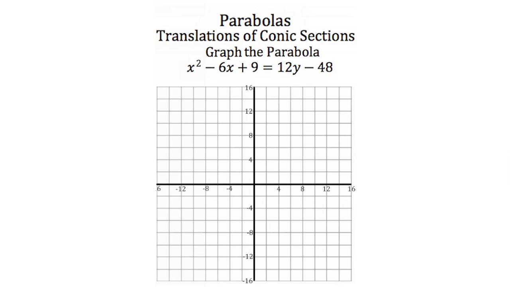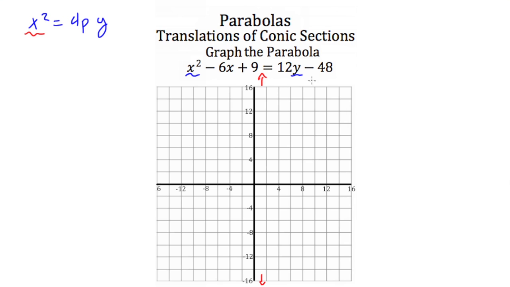Here we're told to graph the parabola x squared minus 6x plus 9 is equal to 12y minus 48. Notice that our x is squared and our y is to the first power. So you can think of that as being in the form of x squared is equal to 4 times p times y. Now if x is squared, that means that this parabola is going to be opening in either the positive y direction or the negative y direction, again because our x is what's being squared.